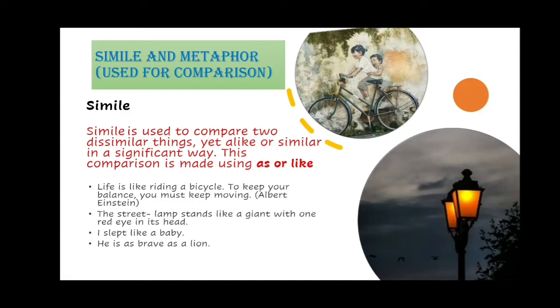Another example, the street lamp stands like a giant with one red eye on its head. I slept like a baby. Of course, grown-ups can't sleep like a baby, but if somebody has slept very smoothly, very deeply, he can say that I slept like a baby. He is as brave as a lion.